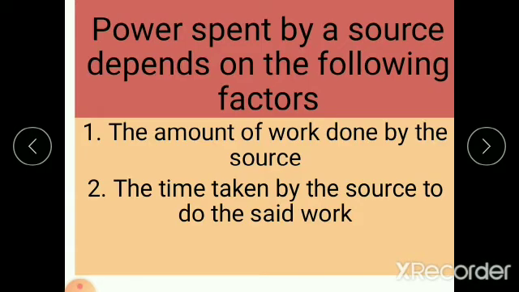The power spent by a source depends on the following factors. First, the amount of work done by the source, and second, the time taken by the source to do the said work. So the power spent by a source depends on two things. You know the formula to find the power, that is W divided by t, work done divided by time taken. The power depends on those two factors.